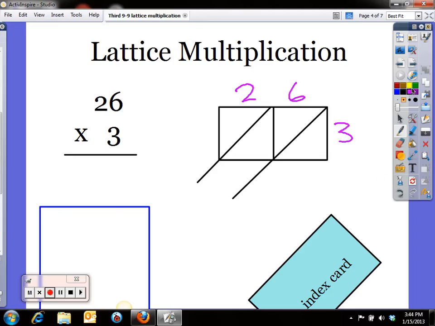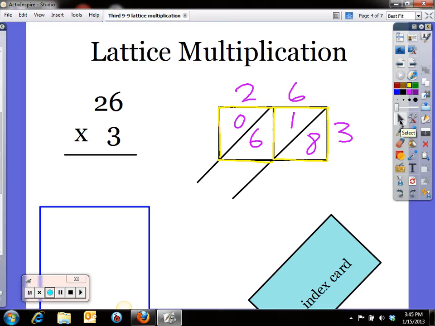So I'm going to start by taking one square at a time. This square right here, I have to solve by multiplying these two numbers, 3 times 6. 3 times 6 is 18. Next, I'm going to do this square. 3 times 2 is 6.